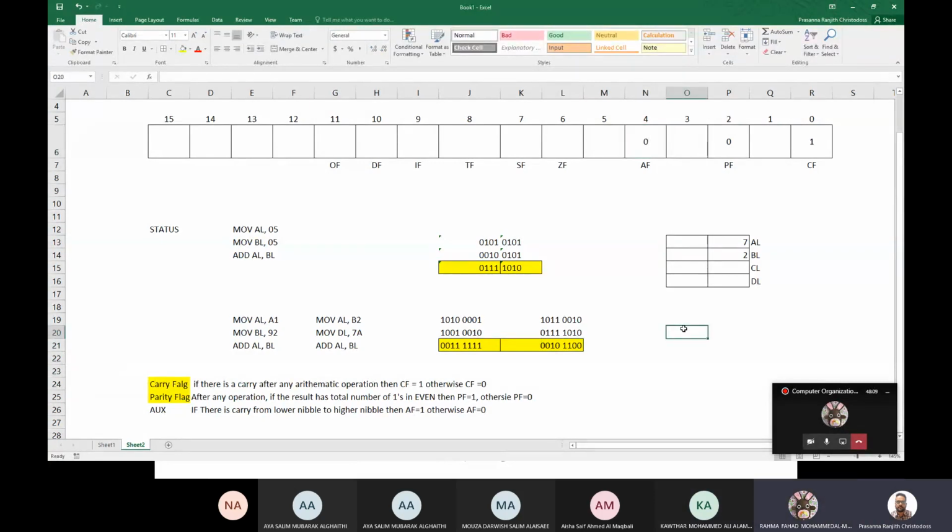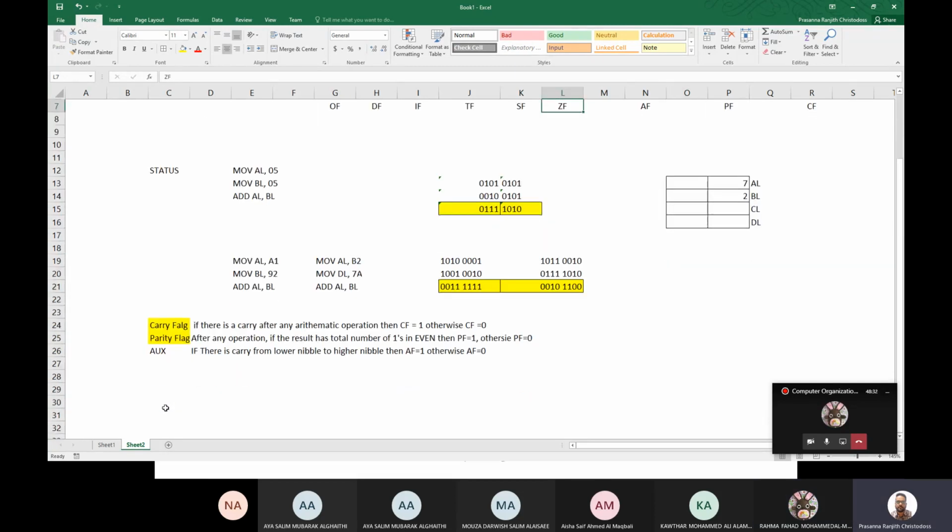So we have to check the 4th and 5th bit. Yeah, that is lower nibble to higher nibble. Nibble is 4-bit. 8-bit is byte. Okay, this is the auxiliary flag.